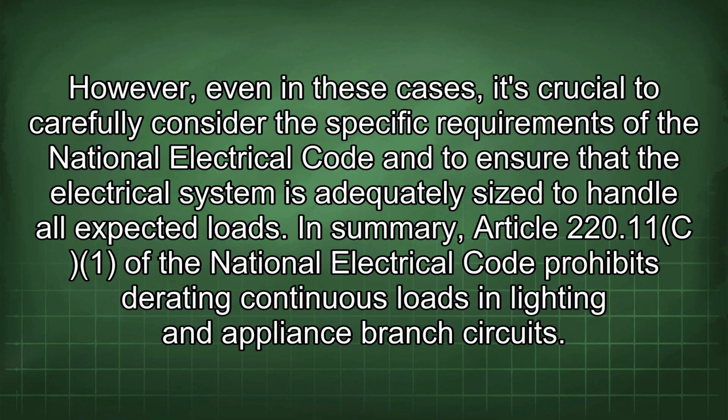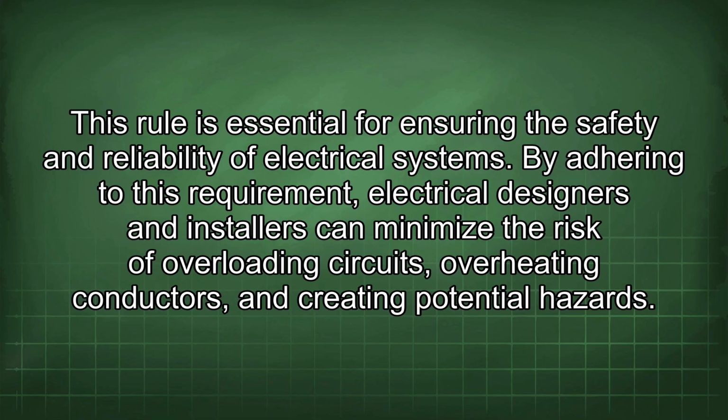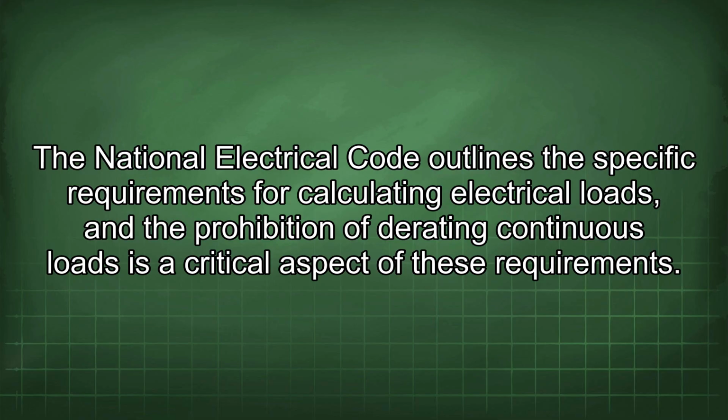In summary, Article 220.11 Code of the National Electrical Code prohibits derating continuous loads in lighting and appliance branch circuits. This rule is essential for ensuring the safety and reliability of electrical systems. By adhering to this requirement, electrical designers and installers can minimize the risk of overloading circuits, overheating conductors, and creating potential hazards. The National Electrical Code outlines the specific requirements for calculating electrical loads, and the prohibition of derating continuous loads is a critical aspect of these requirements.